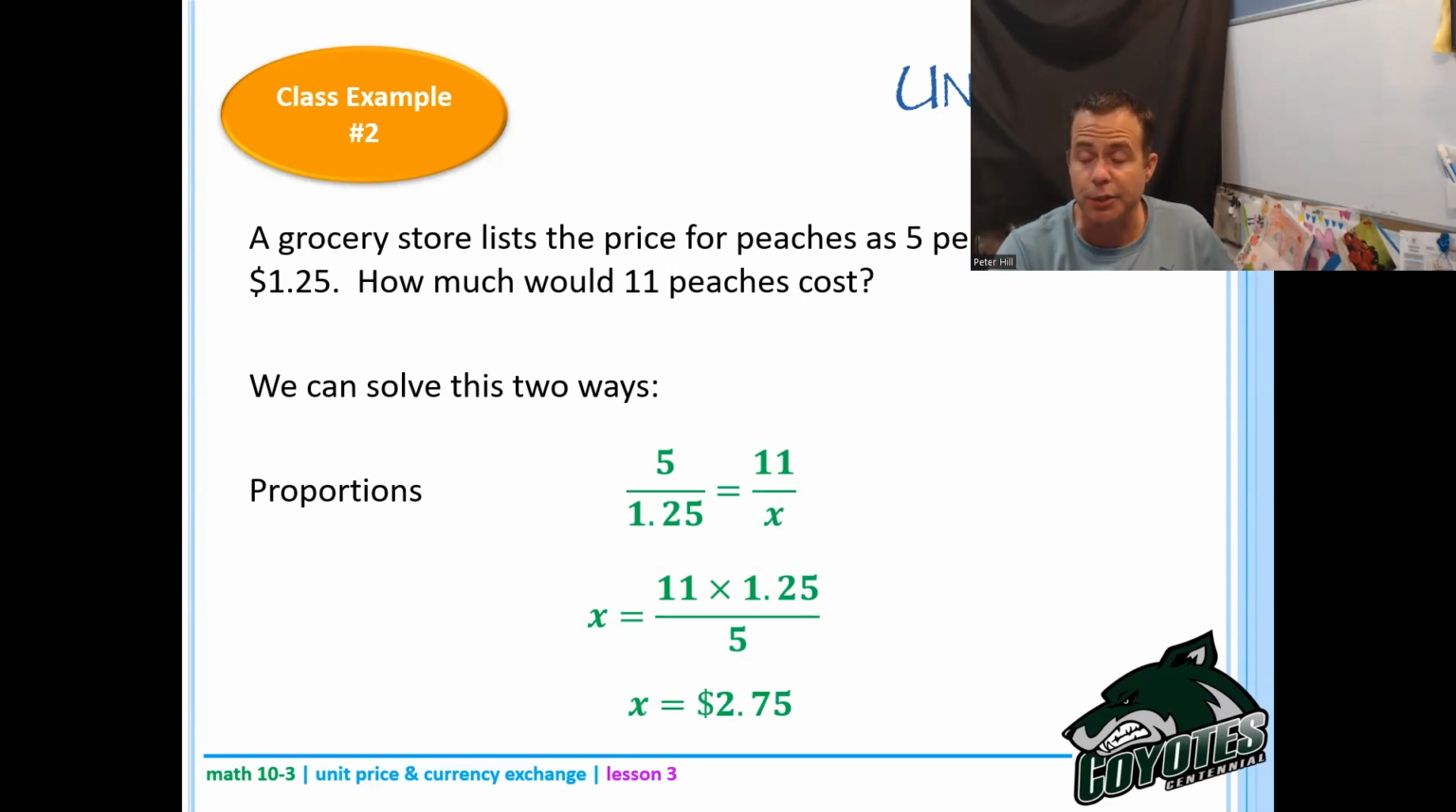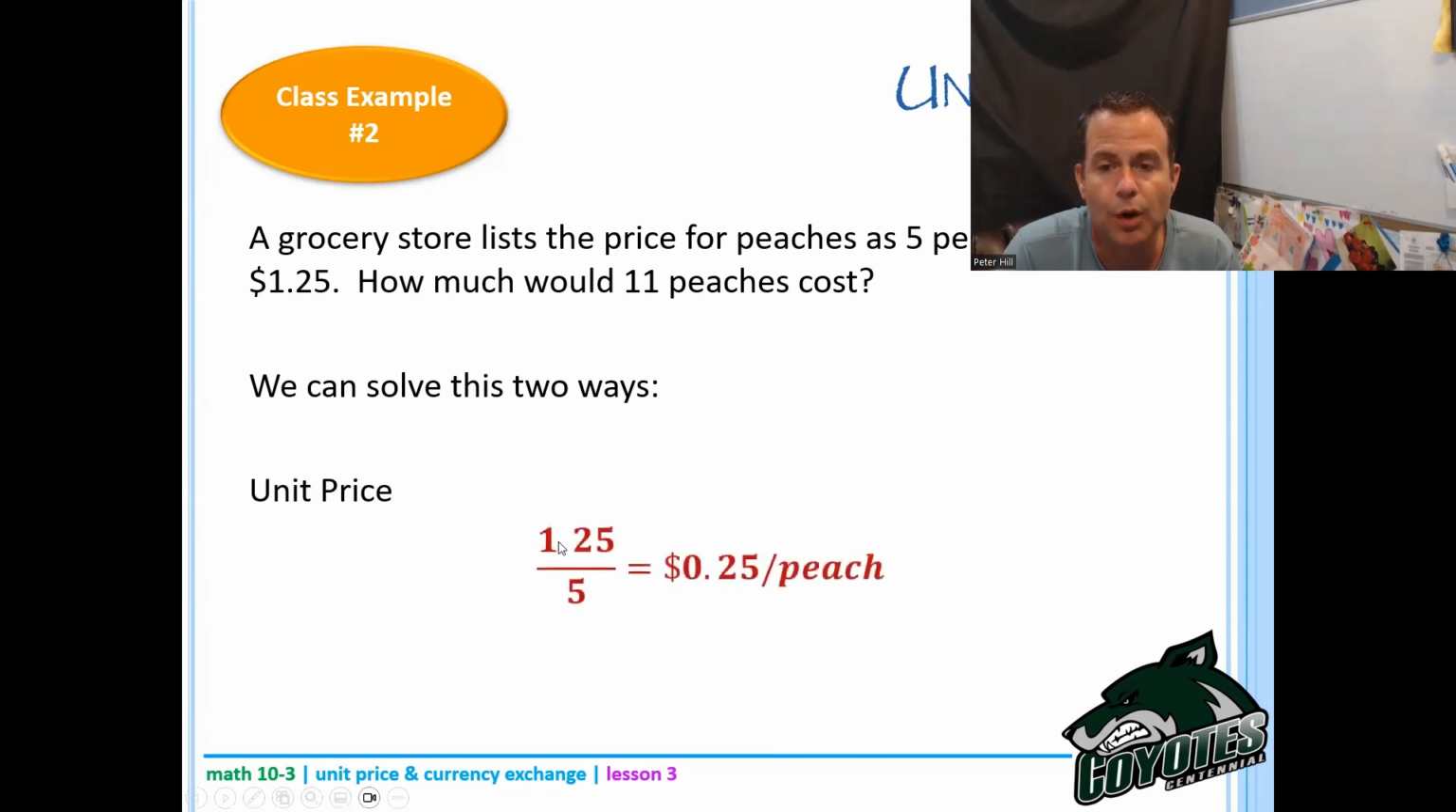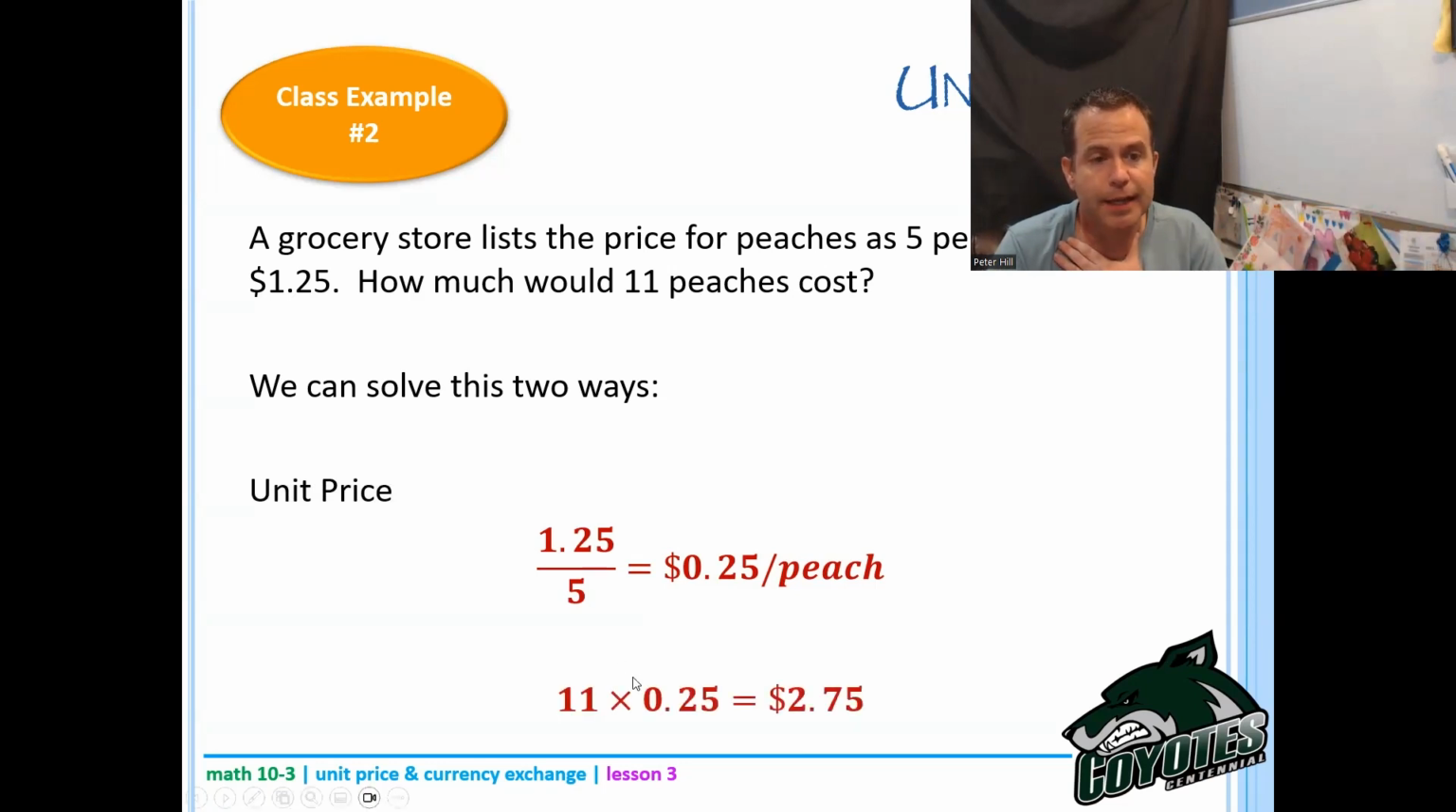Now, the other way to do it is to find the unit price first. If I'm going to find the unit price, the dollar amount has to be on top because my statement has to say it's this much money per peach. So I'm going to go 1.25 divided by 5, and I get 25 cents per peach. Now, I need 11 peaches, so I multiply that by 11, and I still get $2.75.